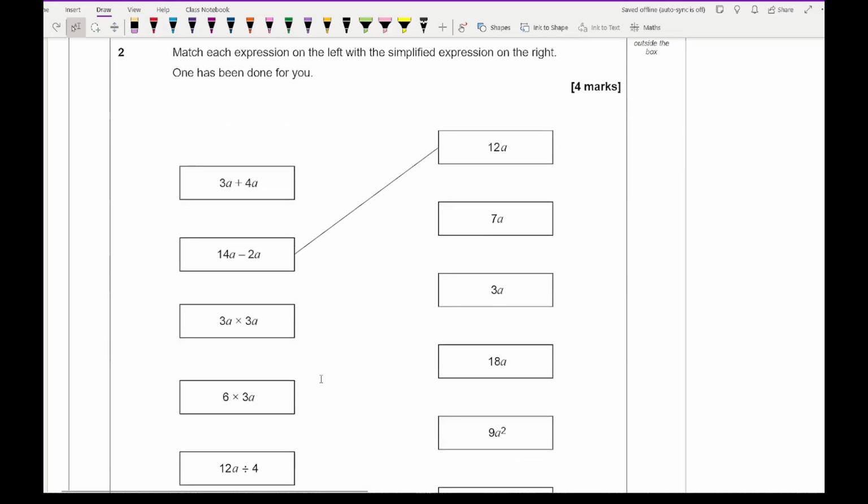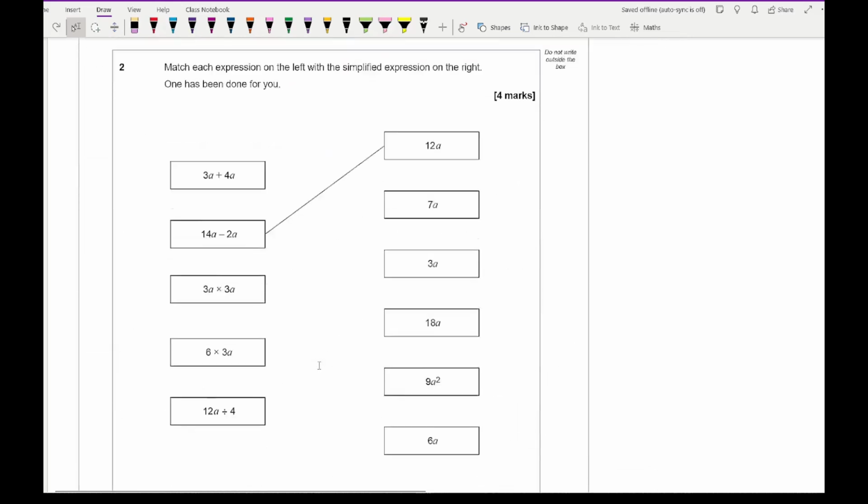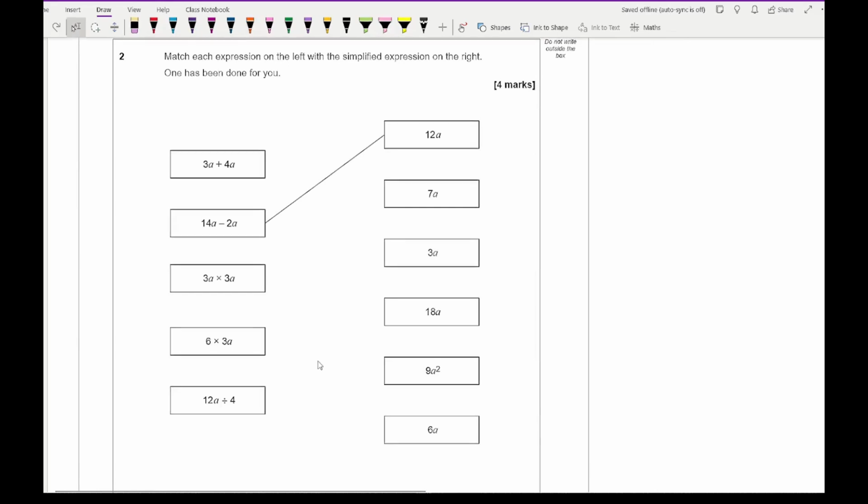Moving on to question 2, it says match each expression on the left with a simplified expression on the right. If I just zoom out so we can see all the options, there we go. Here we've got 3a plus 4a, which is 7a, so we just need to join those two boxes. 3a times 3a, well 3 times 3 is 9, and a times a is a squared. So we just need to match that one up with this one here.